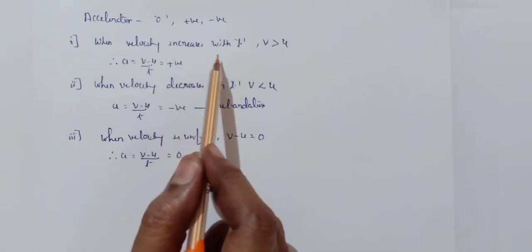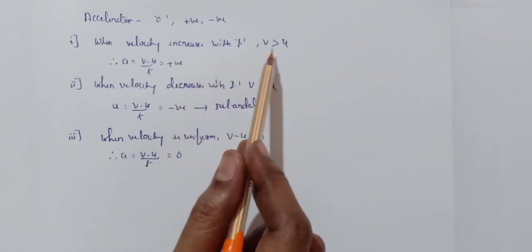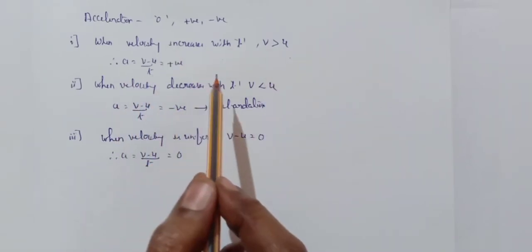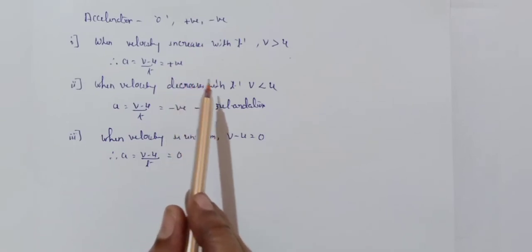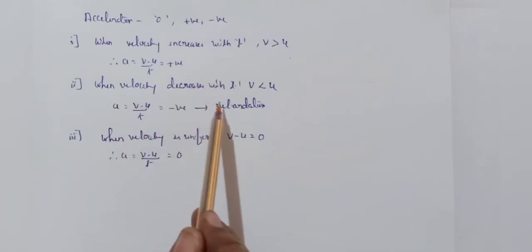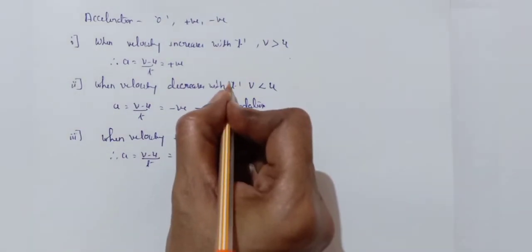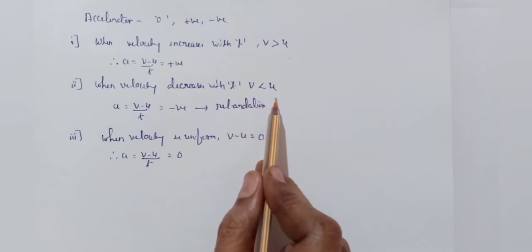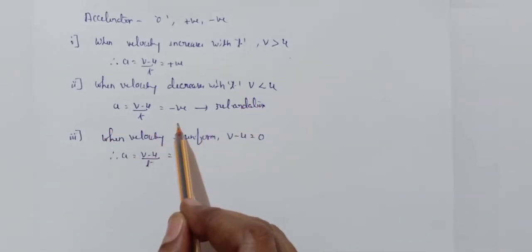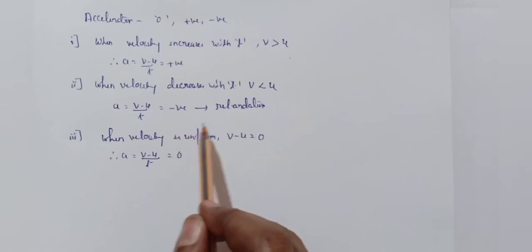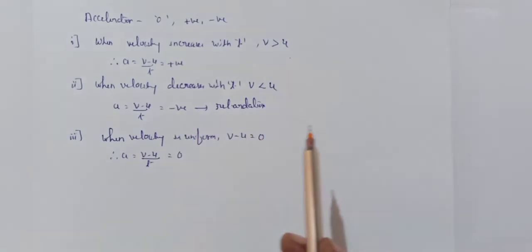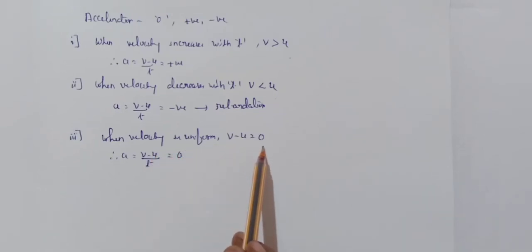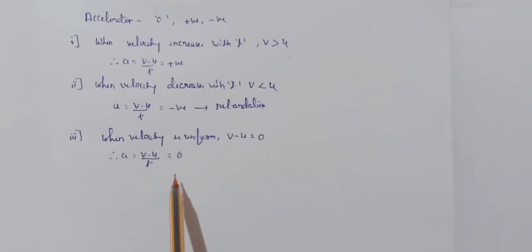When the velocity increases with the time, then the final velocity is greater than the initial velocity, then the acceleration is positive, and it is called positive acceleration. When the velocity decreases with the time, then the final velocity is less than the initial velocity and the acceleration is negative. The negative acceleration is also called retardation. When the velocity of an object is uniform, then the change in velocity is 0. So the acceleration is also 0.